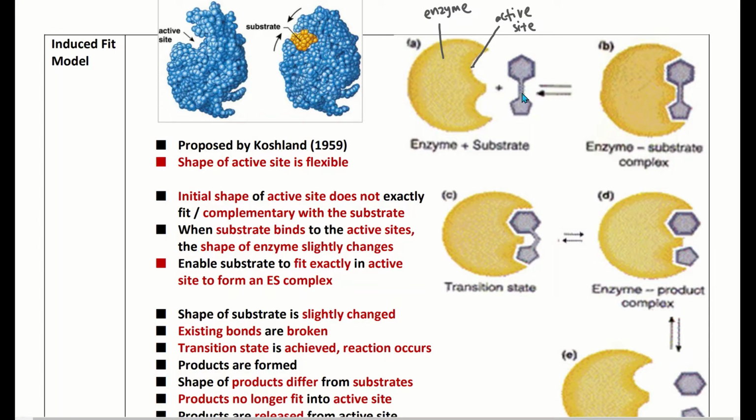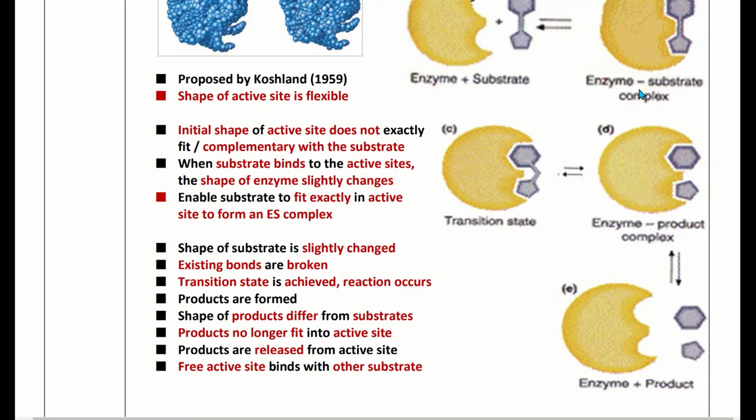Dia tak sama. And when substrate binds to active site, the shape of enzyme slightly change. Ni tengok dia ubah sikit. The shape of enzyme slightly change. Enable substrate to fit exactly in active site to form an ES complex. ES complex ni apa? Enzyme substrate complex. Fit exactly in active site to form ES complex. Okay. At the same time, the shape of substrate is slightly change.